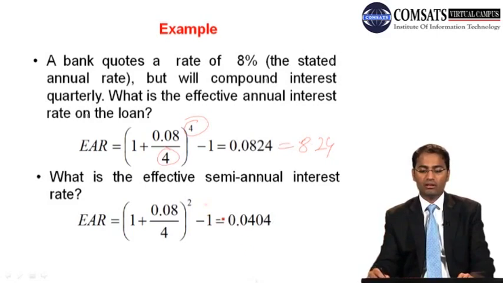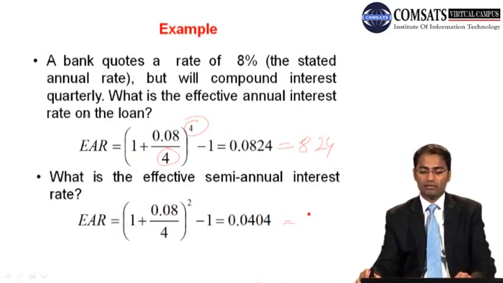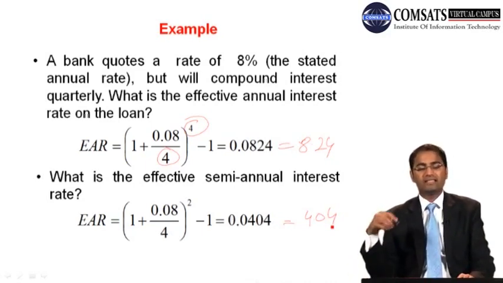And if you are doing this semi-annually, what is the effective semi-annual interest rate? That is the interest rate for half the year, and that is 4.04%, not even 4% if you actually halve 8%. Okay, so these are a few examples of how to calculate the effective annual rate.